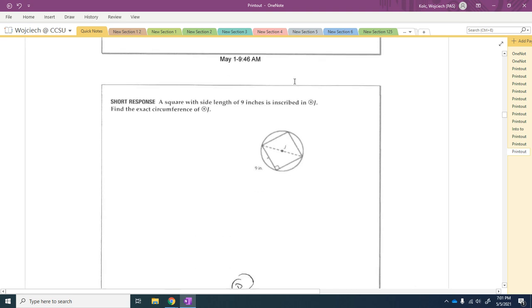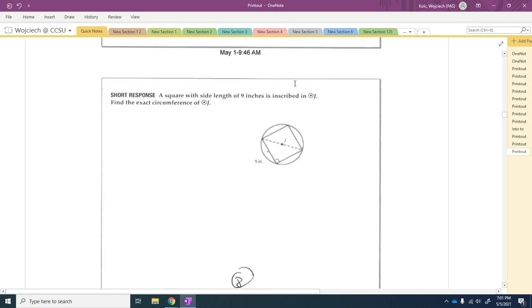So we have some properties. Okay, a square with a length of 9 inches is inscribed in circle J. So first of all, square has 4 congruent sides and 4 right angles. So this segment is 9 and this segment is 9. Okay, the question is, find the exact circumference. So circumference equals 2 pi r, but in this case, I will say circumference equals pi d.